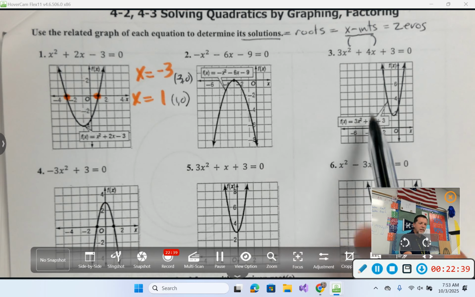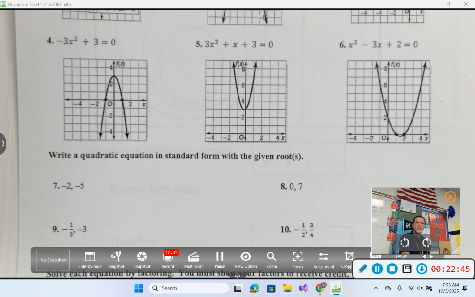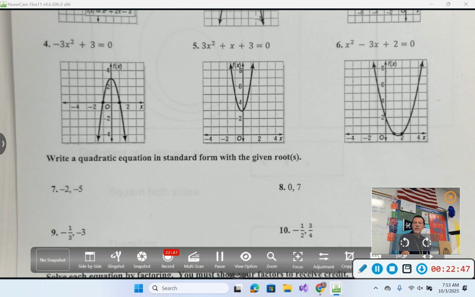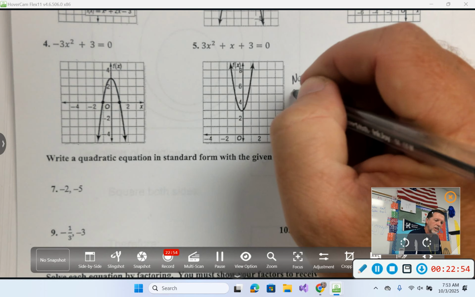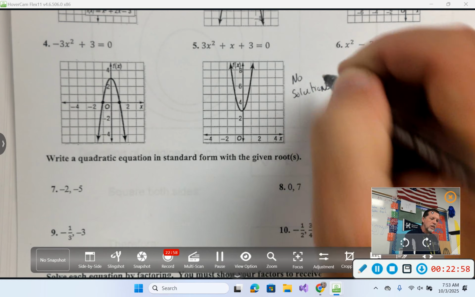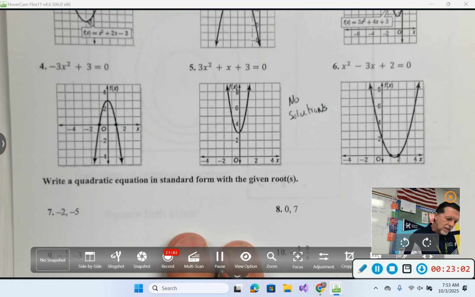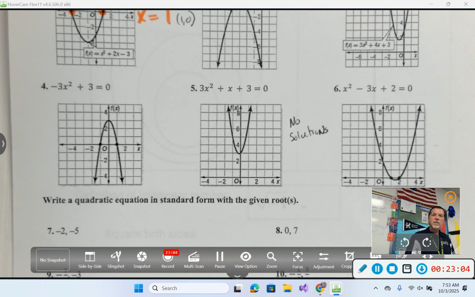So 2, 3, 4, 5, 6, those are pretty easy. 5's a bit of a tricky one. I mean, tricky in an easy kind of way. For number 2, do we just put no solution? So we could just say no solution for number 5. Number 2 has a solution, though. What? Yeah, 3 does not. But 2 does, doesn't it? No. I'm not so sure.